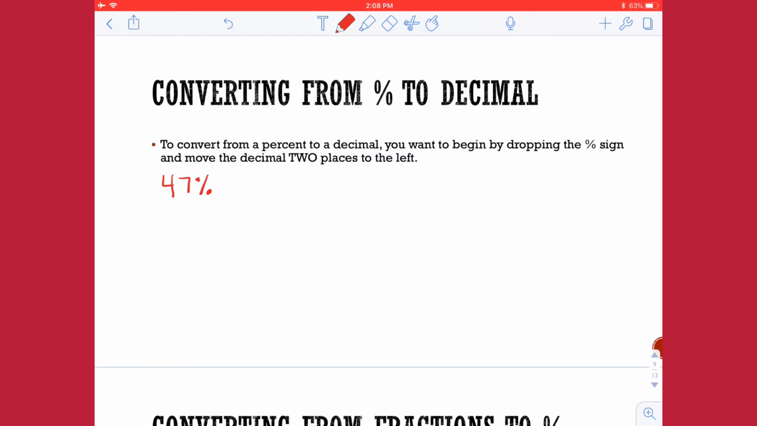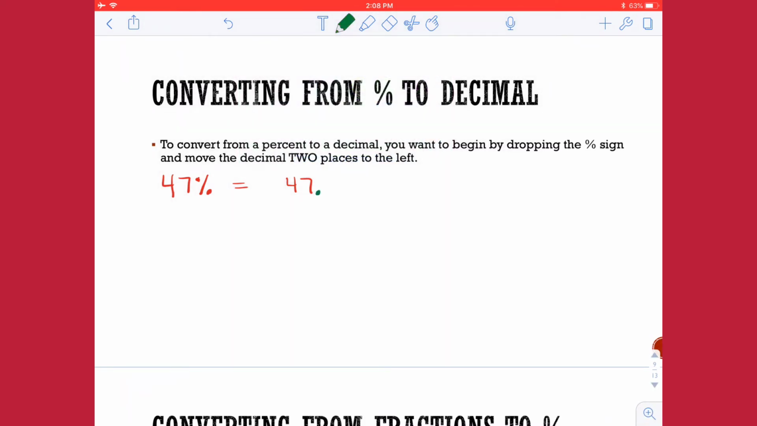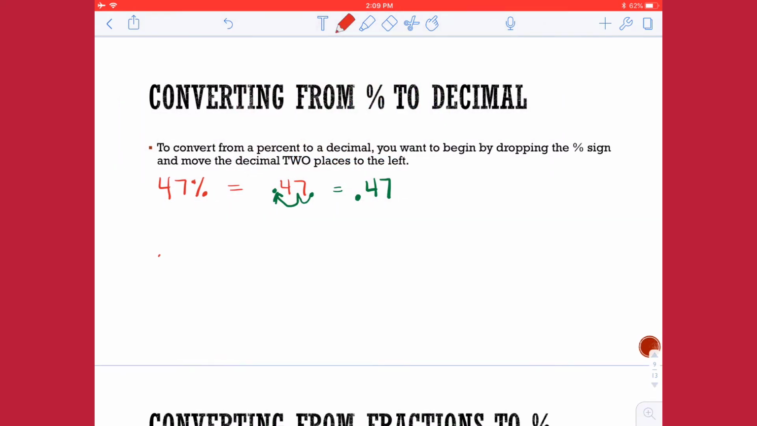So in order to convert this, I'm going to drop the percentage sign, and I'm going to take the decimal. And because this is a whole number value, my decimal is on the end, right? Because it's 47.0. We don't ever write the 0.0 because it doesn't really mean anything. But I'm going to move it 2 places, 1, 2, I'm going to draw a little arrow here and put a little period to the left, so that this entire 47% is the same thing as 0.47. Okay, let's do another one. Let's say I have 39%.